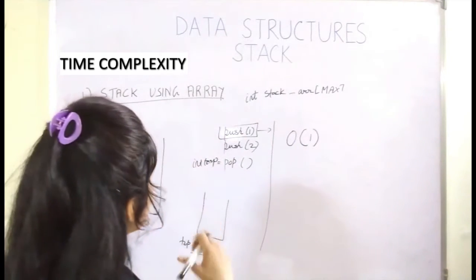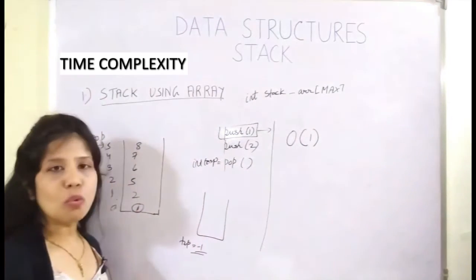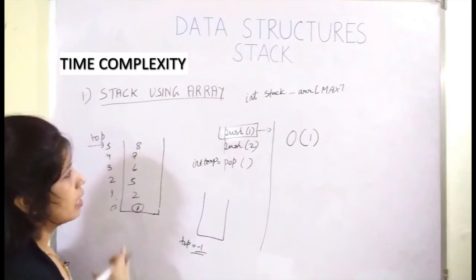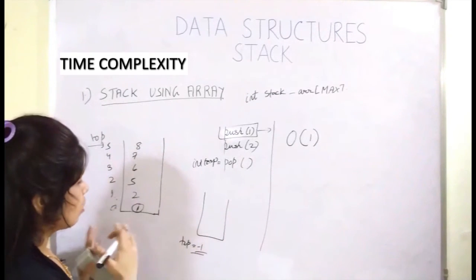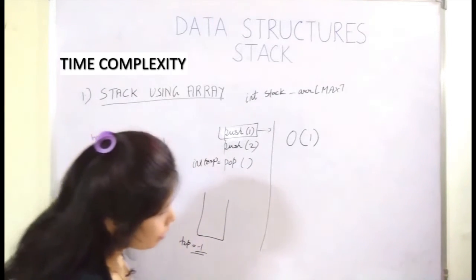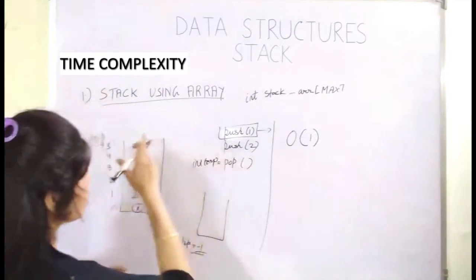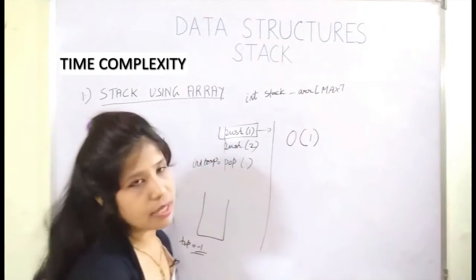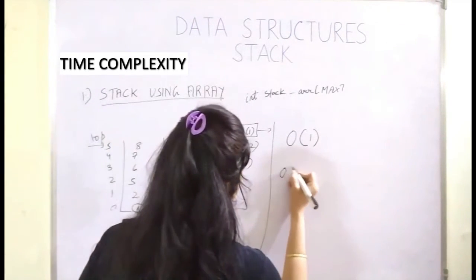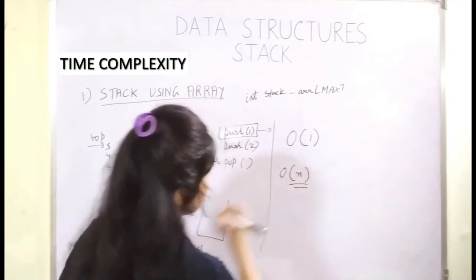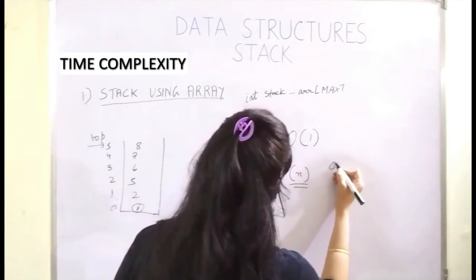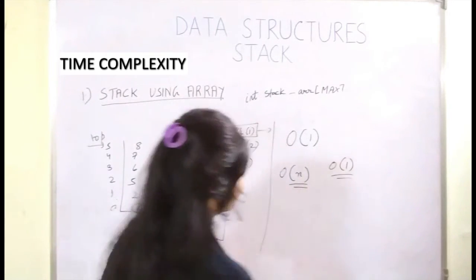But in the case when your overflow has occurred, that means your stack is full, and to come out of that you create one more new array whose size is double the size of the old array, and you copy the whole content. Then the complexity becomes O(n) in that case, but on average, if you calculate, the complexity will still be O(1).